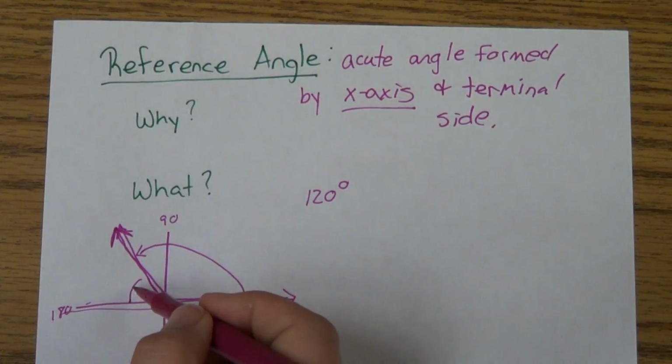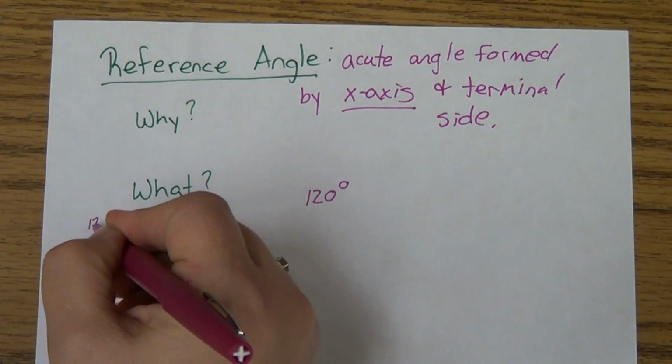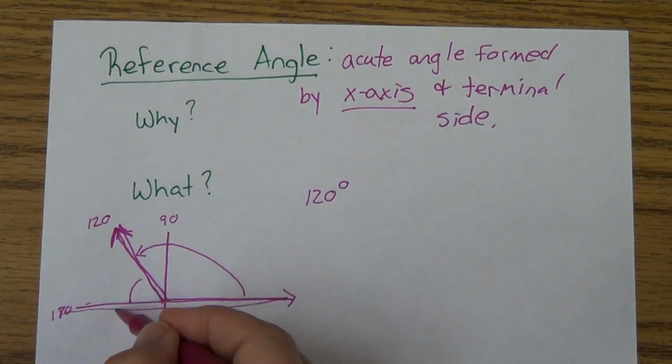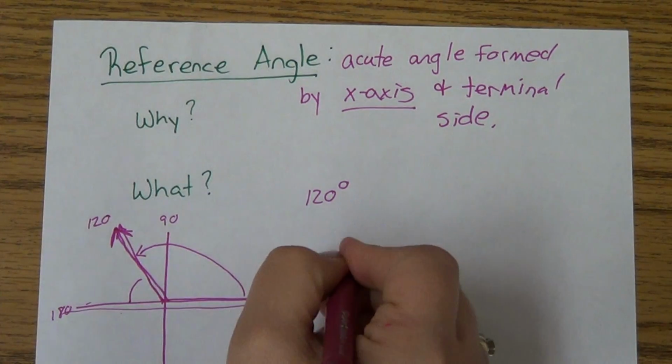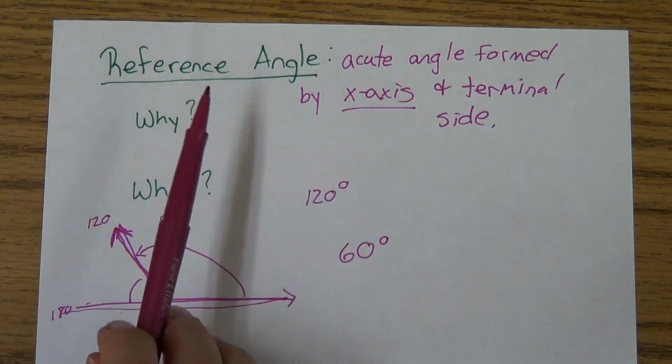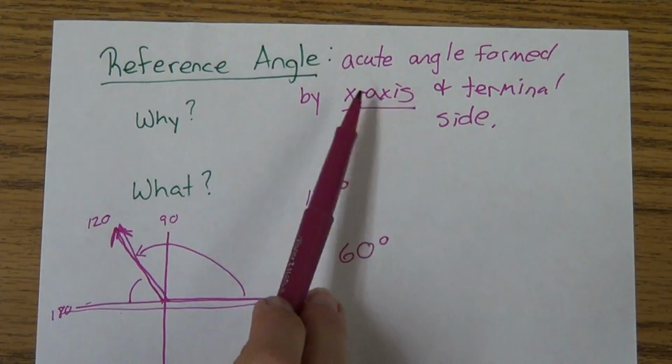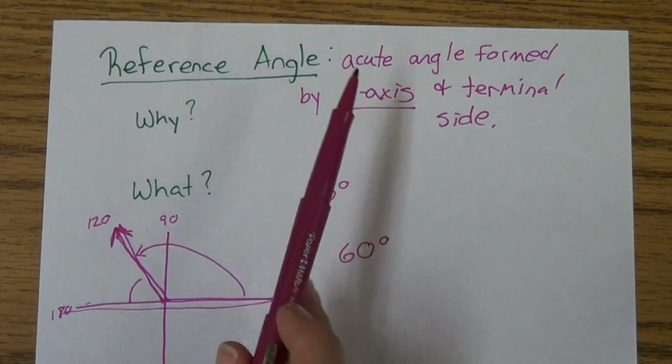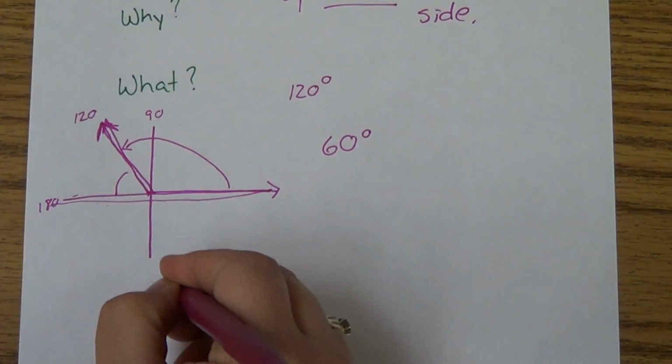And we need to know how big that is. Well, if this is 120, then the acute angle to get to 180 would be 60 degrees. Reference angles are always positive, and we're always going to the x-axis. So let's do another example.